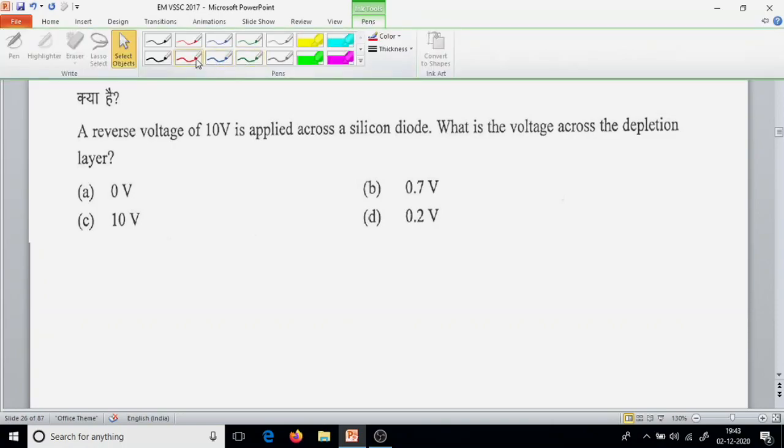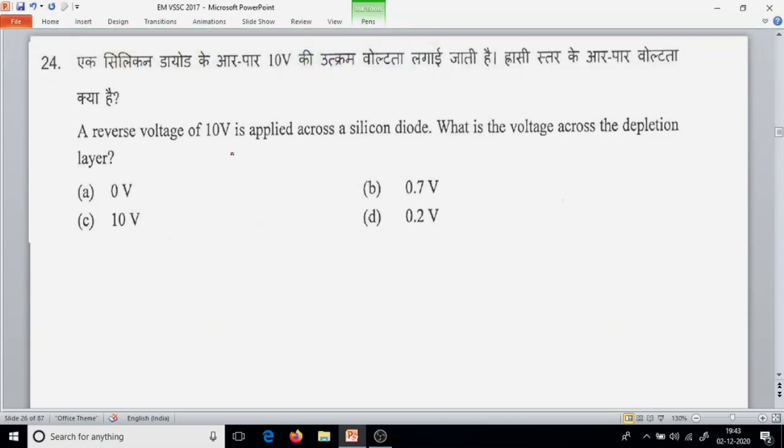Question number 24. A reverse voltage of 10 volt is applied across a silicon diode. What is the voltage across the depletion region? When reverse biased, this diode doesn't conduct. If it doesn't conduct, the same voltage will be across the depletion region. So the answer is option C, 10 volt.